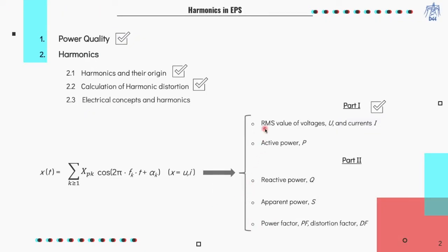In the first part, we reviewed the concept of root mean square value and active power. Previously, we have learned the origin of harmonics and the characterization of the harmonic distortion. In the present video, we will complete the electrical concept review with the reactive power, the apparent power, and the power factor, as well as introducing the concept of distortion factor.